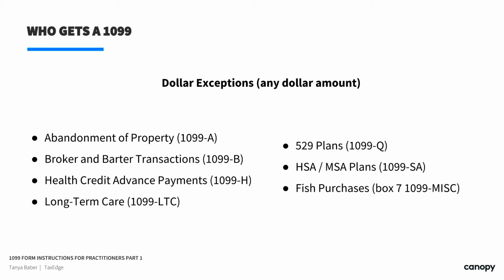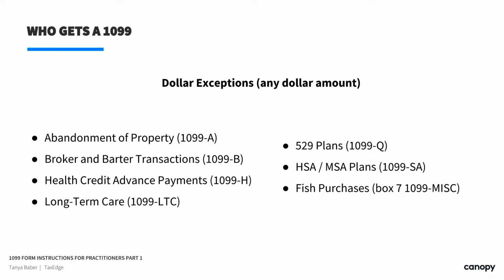anything for the broker and barter transaction. So we said earlier there was an exception for that if it's a corporation. Now there's any dollar amount. So pretty much if there's a reason to send out a 1099-B, it doesn't matter if it's a corporation or what the dollar amount is, it needs to go out. Healthcare advance payments, those 1099-H forms, are relatively new in the overall scheme of our 1099 reporting. Those, any dollar amount, are going to be reported.